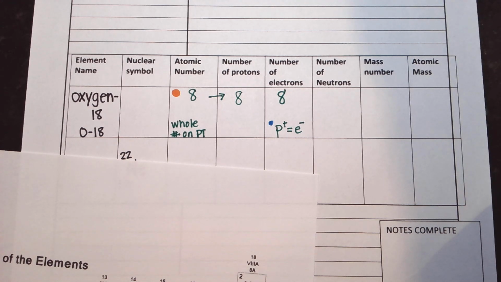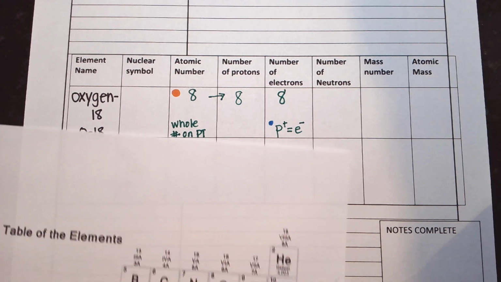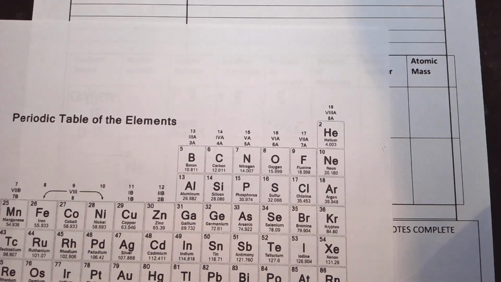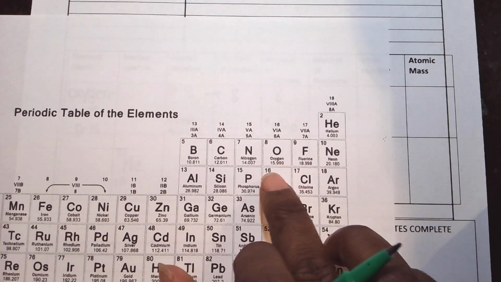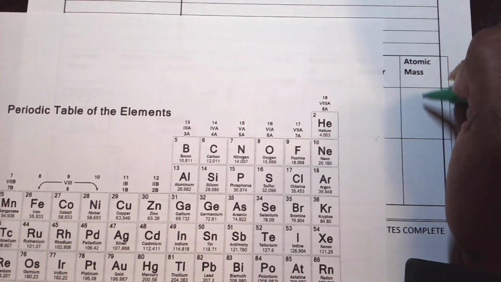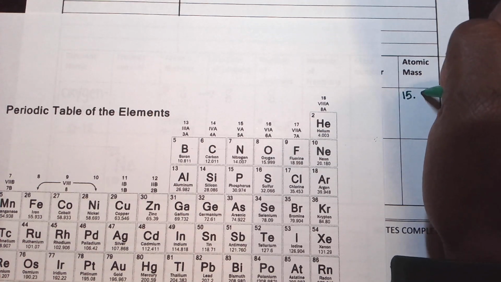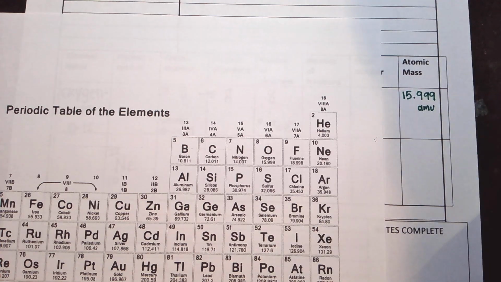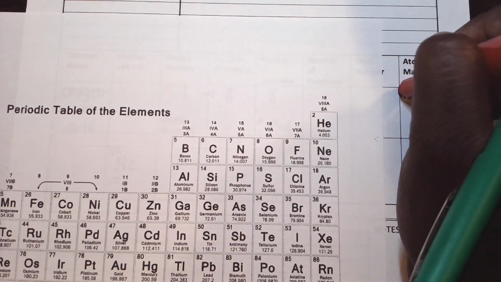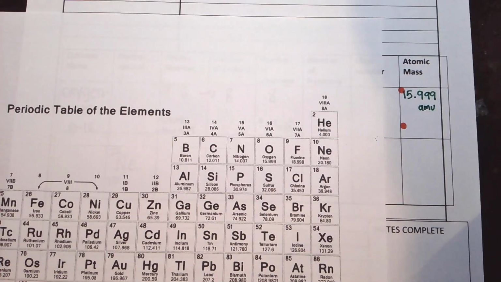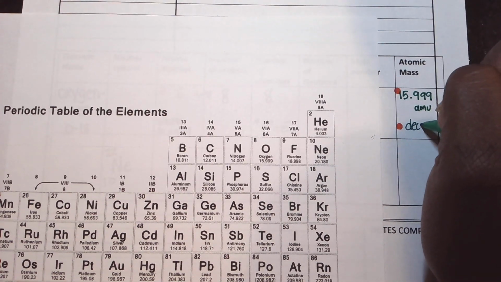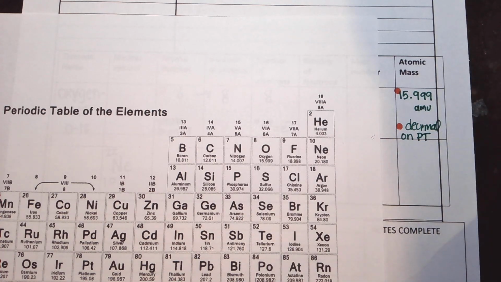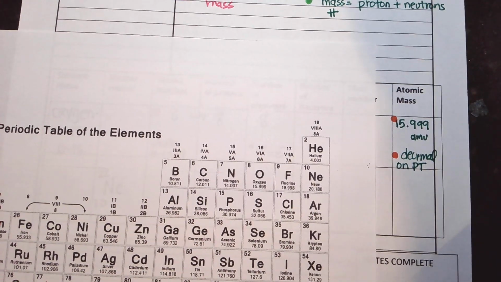We're now going to jump to figure out mass number. Mass number is easy. I'm sorry, not mass number, atomic mass, which is sometimes called average atomic mass. The average atomic mass is the decimal number. So we're going to write in that 15.999, and the units is AMU. And again, this is the decimal on the periodic table. The more you practice this, the easier it will get.